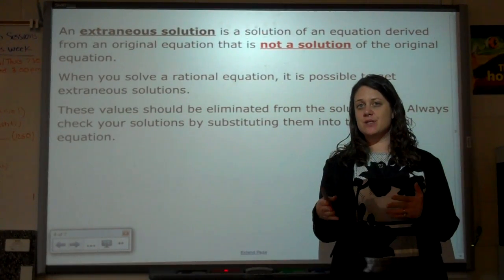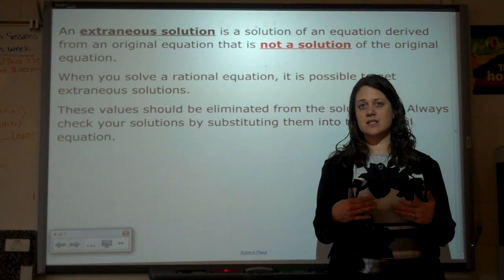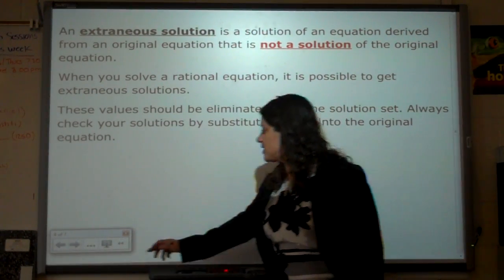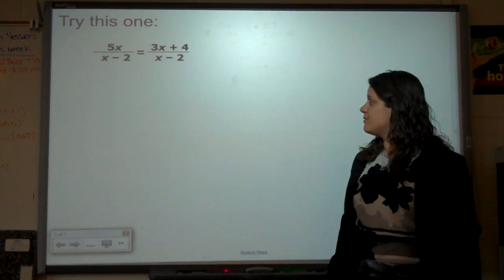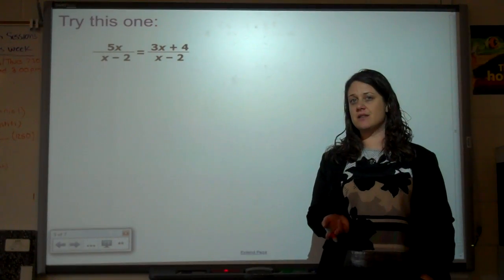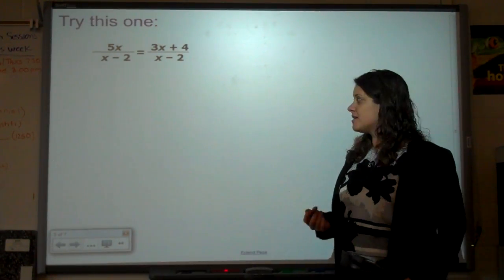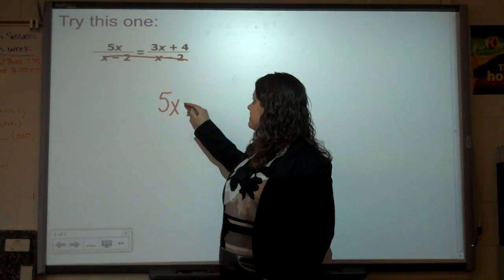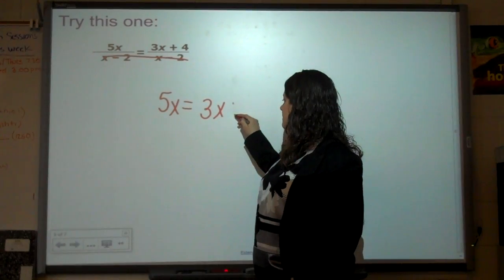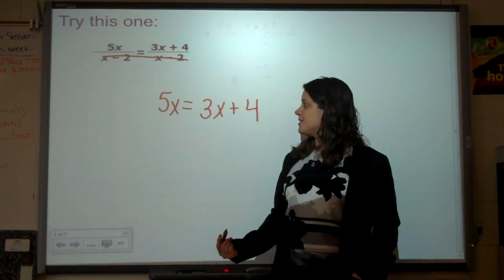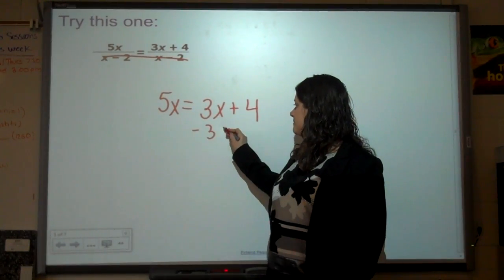So in the first 2 examples, nothing was extraneous, they both worked, but you're going to find one next that is not going to work. Okay? Alright. So let's see what this would look like. I have something like this. I can see that I already have common denominators, so I can just go ahead and get rid of them. Alright, so I'm just going to solve this. It's just a linear equation.